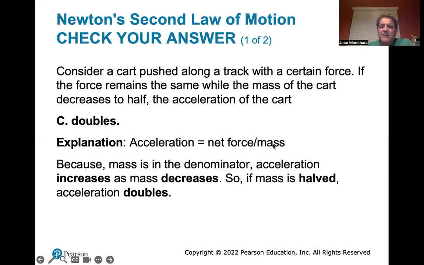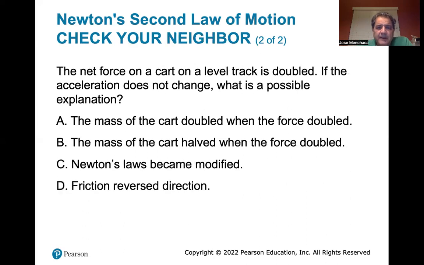Remember, the mass is in the denominator. So if it goes down, acceleration has to come up. If the mass goes up, the acceleration has to come down. Because mass is in the denominator, acceleration increases as mass decreases. So if mass is half, acceleration doubles.